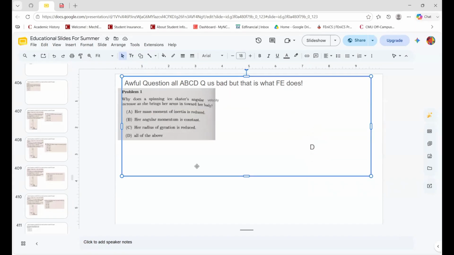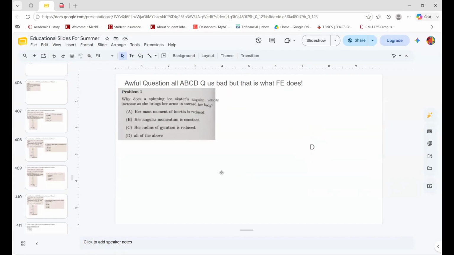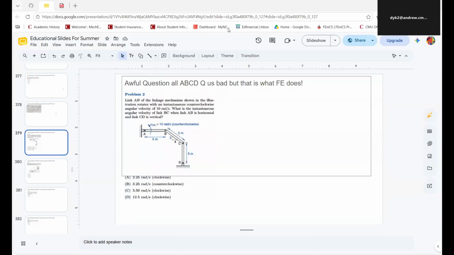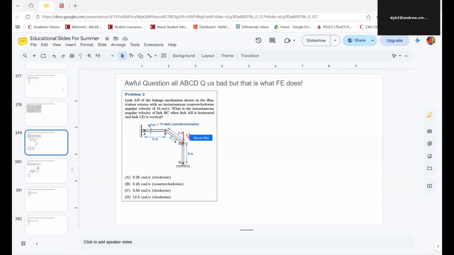Okay, next question. Go down. Okay, links A and B. Here we have a question where we're supposed to do a linkage and get BC when the link AB is horizontal and CD is vertical. So CD is vertical, so C doesn't have a velocity over here. This is just going to be 0. Nothing to worry about there.